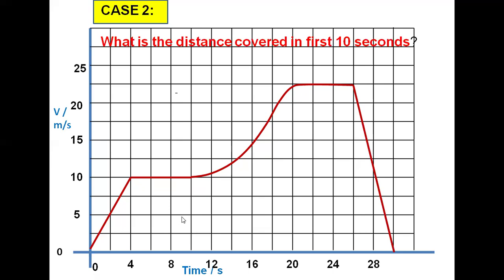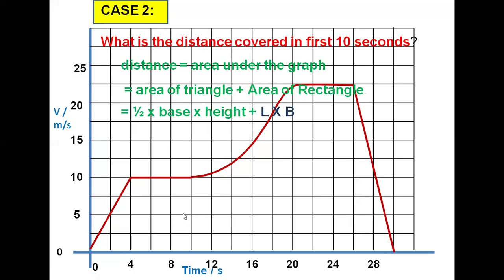So what is the distance covered in the first 10 seconds? What do we do to calculate it? Area under the graph is distance. So 10 seconds comes somewhere here: 4, 6, 8, and 10. So this shape is what? Triangle plus rectangle. What is the area of a triangle? Half into base into height. What is the area of a rectangle? Length into breadth.